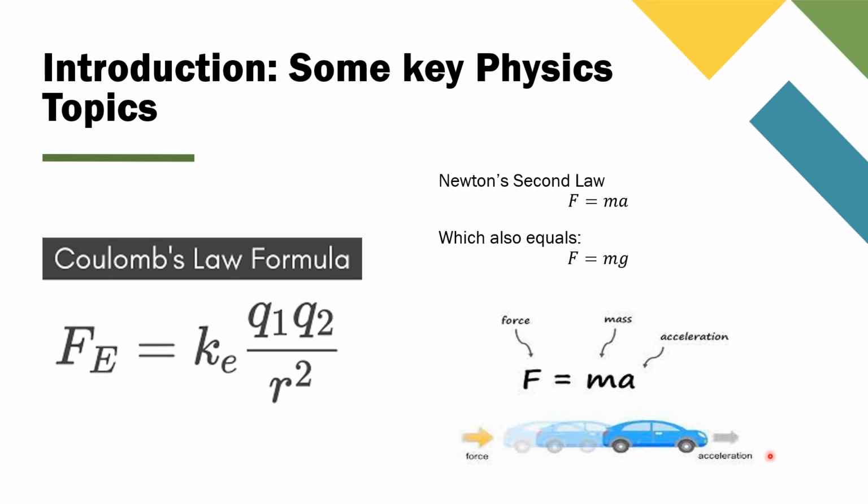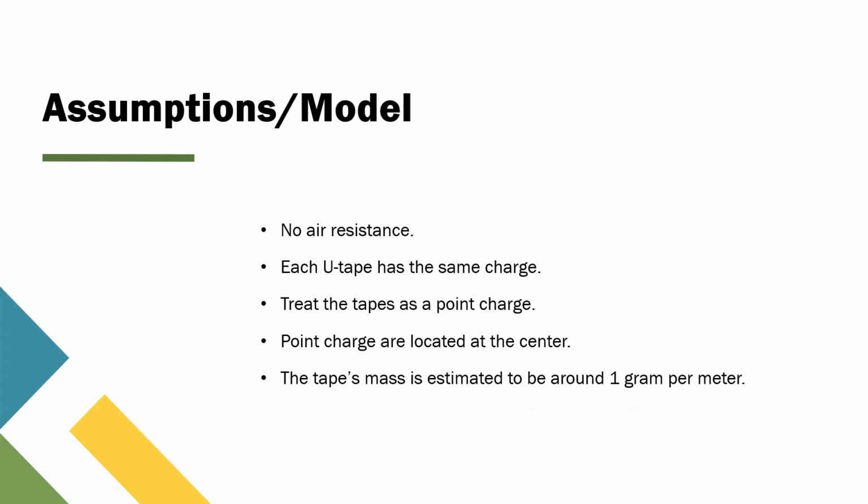So some of the key physics topics we'll be using in this experiment would be Coulomb's law, which is over here on the left-hand side, and then Newton's second law, which is here on the right-hand side. Some assumptions and models that we'll be using in this experiment would be no air resistance. Each U-tape has the same charge, and we also treat the tapes as point charges. Additionally, the point charges are located at the dead center of the tape. And then we're estimating the mass to be 1 gram per meter, which was converted to kilograms per meter later on when we were doing calculations.